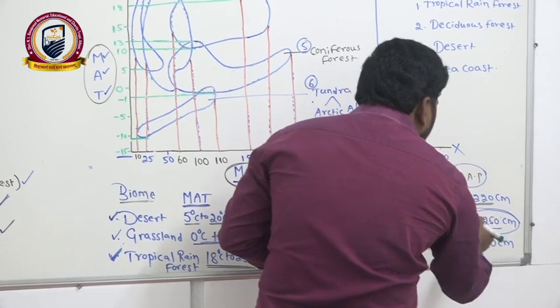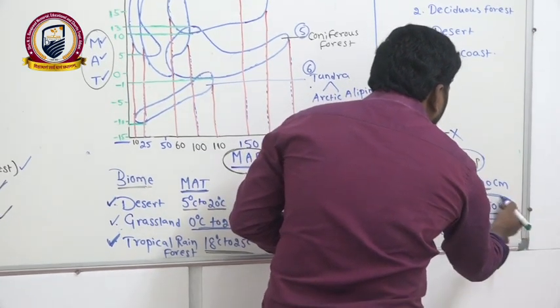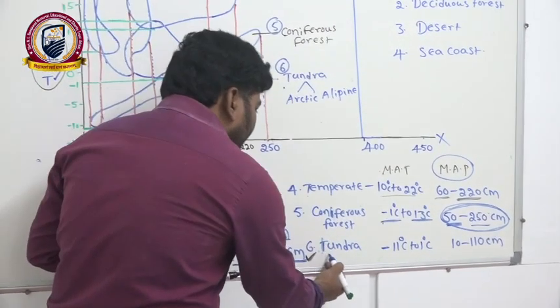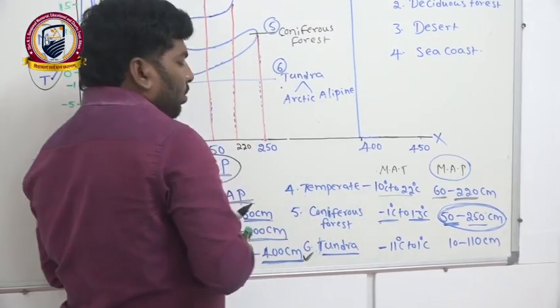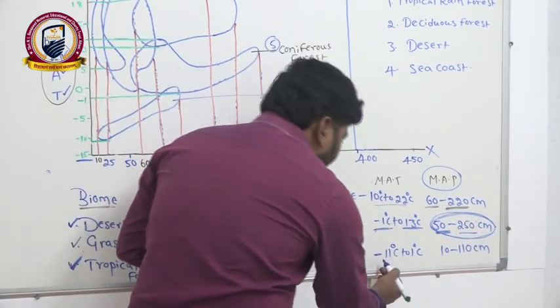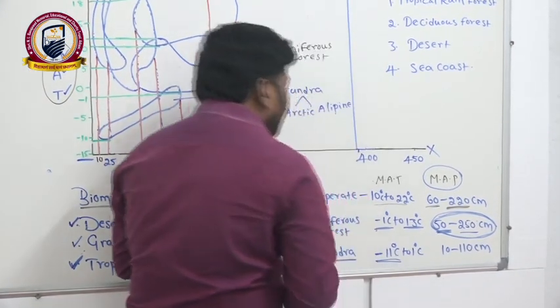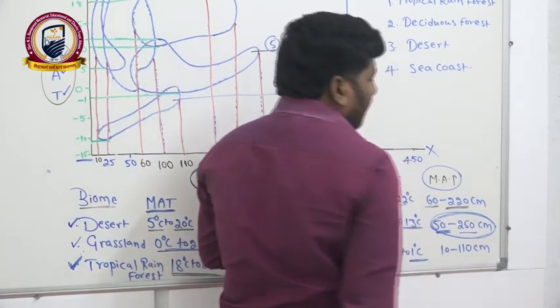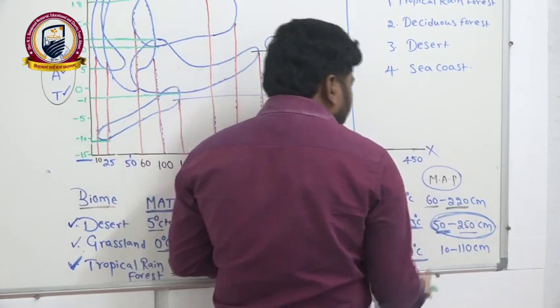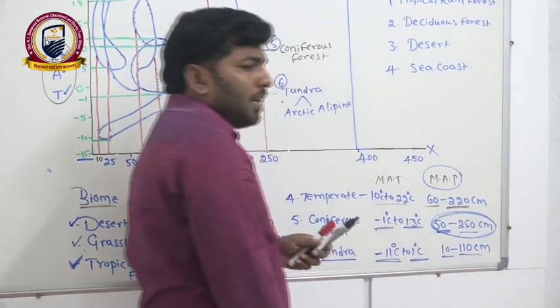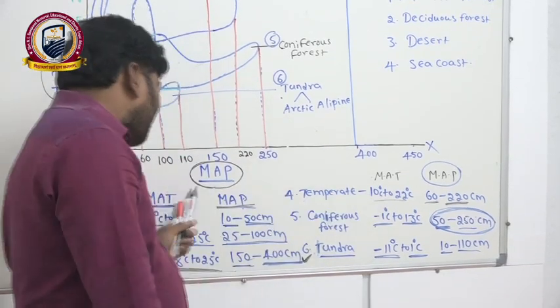What is the annual precipitation of the coniferous biome? Coniferous biome. Lastly, tundra. Whether it is alpine tundra or arctic tundra, it contains minus 11 degrees centigrade temperature to 1 degrees Celsius temperature, and mean annual precipitation is 10 to 110 centimeters. 110 centimeters.